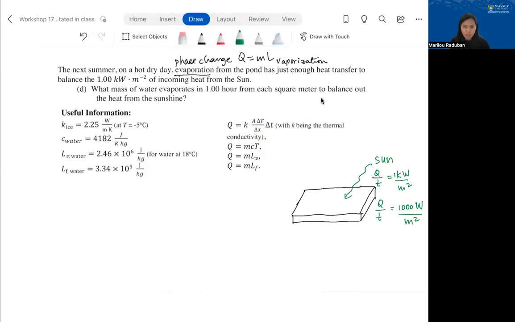So essentially watts means joules per second. So that means 1,000 joules of energy is transferred every second to an area of 1 square meter. That's essentially what this means. This 1,000 watts per meter squared means 1,000 joules of energy is transferred every second over an area of 1 meter squared. Okay. So if we write that in equation form, Q over T is equal to 1,000 watts over meter squared.